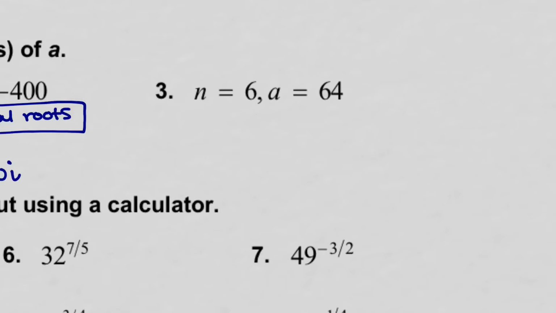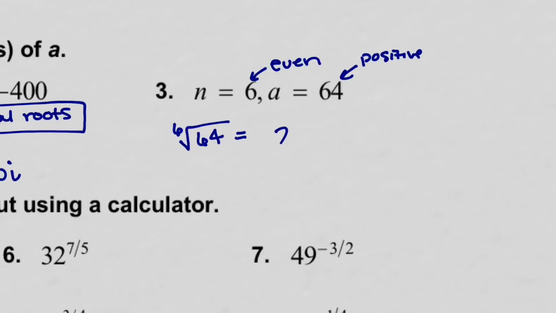Okay, the next one is n equals 6. So I'm looking at the 6th root of 64. So what times itself gives a positive? Oh, that's wrong. I don't want that. It's not that it's a positive. That is an even, and that's a positive. So I'm good there. That means I'm going to have 2 answers. So my answer is 2 for that, but it's not just 2, it's plus or minus 2.